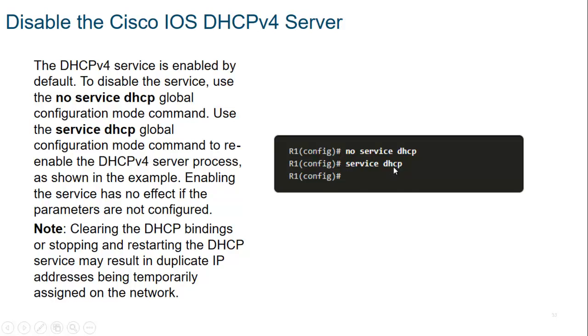Enabling the service has no effect if the parameters are not configured. So you have to configure the parameters like the excluded addresses, the pool name, the configuration, and information about the pool. Clearing the DHCP bindings or stopping and restarting the DHCP service may result in duplicate IP addresses being temporarily assigned on the network.